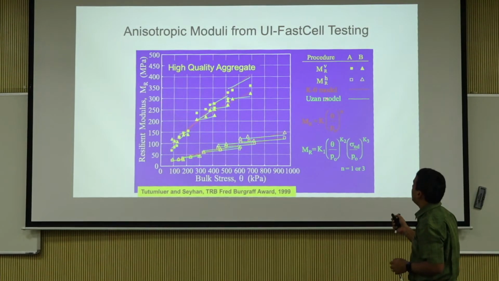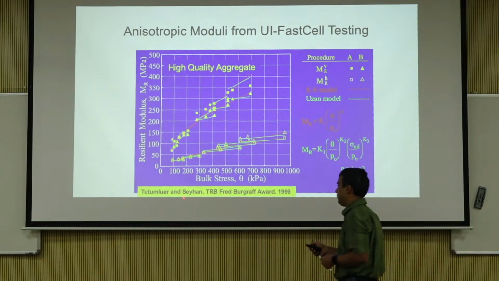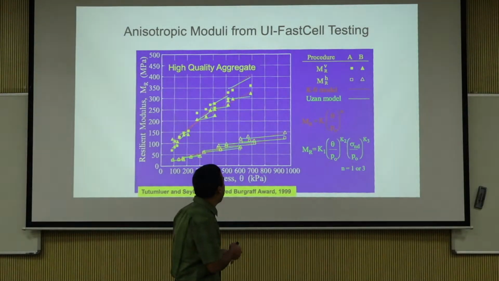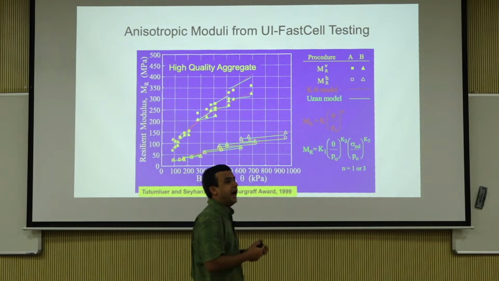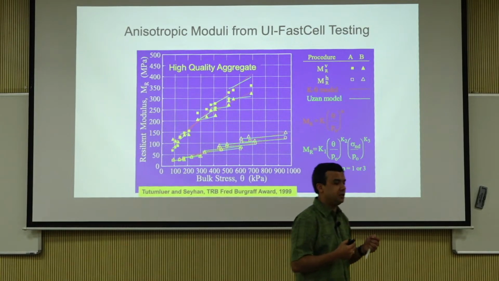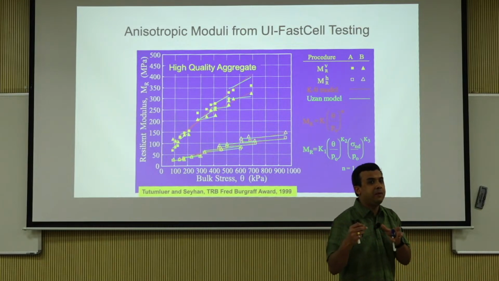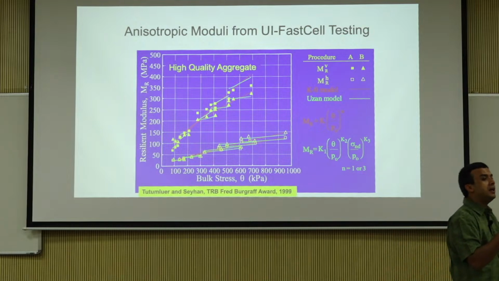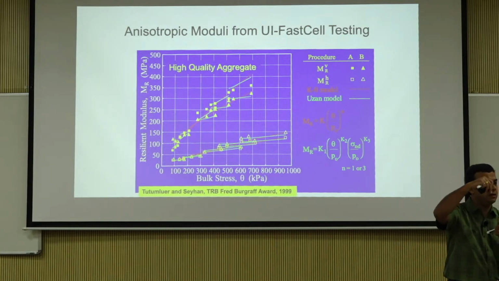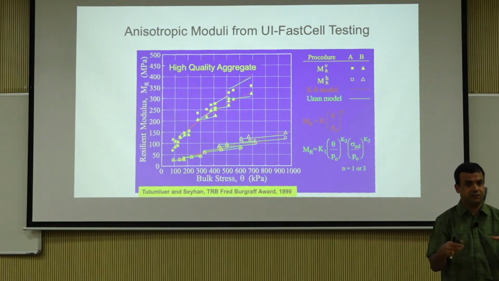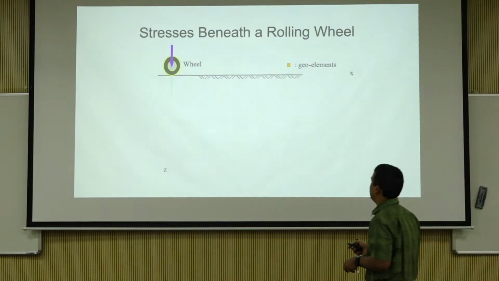Okay, so this is what I showed you about the Uzan model and how you fitted it, and this is what I was trying to say about MRH. There was a paper where they were able to use this modulus ratio as an indicator of material quality. They were able to say that for a good material, the two should be close to each other. For a bad material, they should be very, very different because it's not aligning. That's what this Fred Burggraf award paper is about.